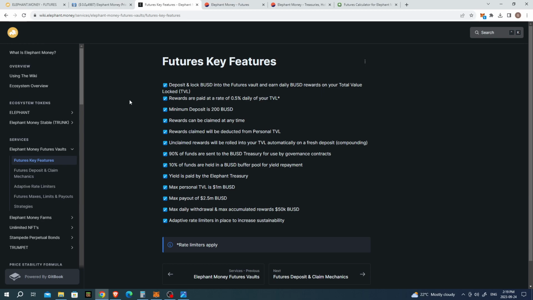So if you can get your wallet or your futures bag size to around $8,000, it becomes self-sustainable. That can take a little bit of time, but there are options there as well. So we'll get into those things. Rewards claimed are actually deducted from the TVL, as I mentioned there.